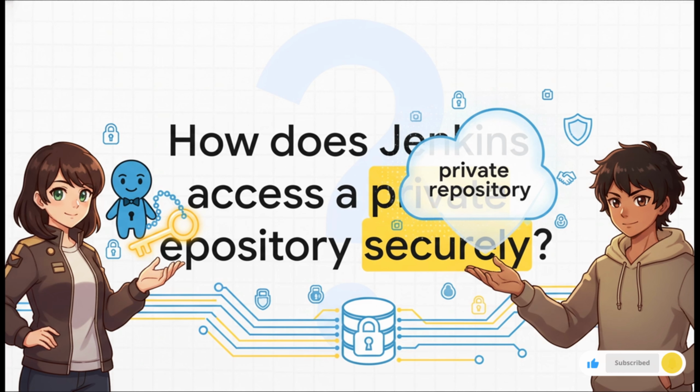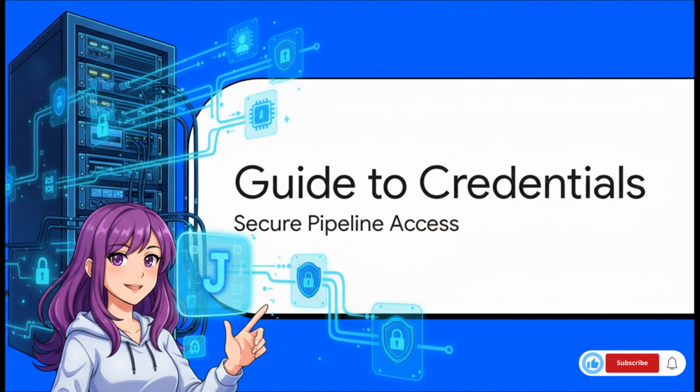And that brings us to one of the most fundamental and critical concepts in Jenkins, credentials. So how do we deal with things like usernames, passwords, or API tokens securely? Well, Jenkins has this awesome, centralized system built just for this. And its whole purpose is to make sure you never, ever have to hard-code sensitive information directly into your pipelines.